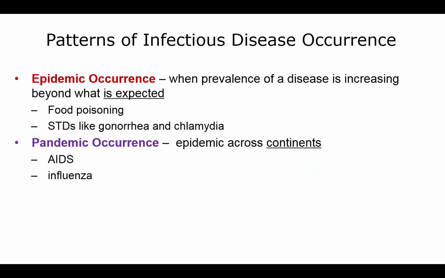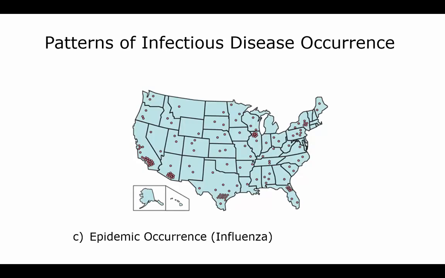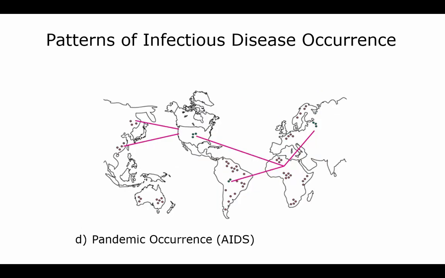An epidemic occurrence is where a disease is becoming more prevalent a lot faster than what was expected. We're seeing that now with STDs like gonorrhea and chlamydia. It's a pandemic occurrence if it's happening all across the world, across the continents. And of course AIDS and influenza do this. You can see the influenza there. It's epidemic in the United States, and it's pandemic. AIDS is across the whole world.